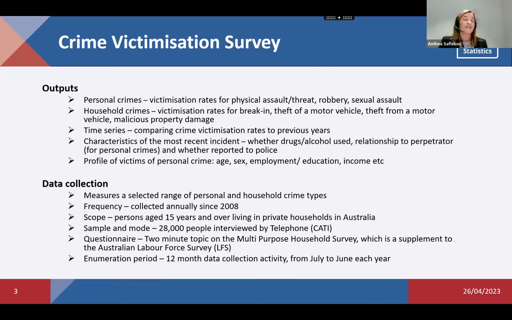The questionnaire is actually very, very short. It's only 2 minutes. So it sits on a broader survey. We call it the multi-purpose household survey. Essentially, it sits on our labor force survey. And that runs for 12 months of the year. And we start in July each year and we go all the way to June. And then we spend about 6 months processing the data and publishing in February the following year.